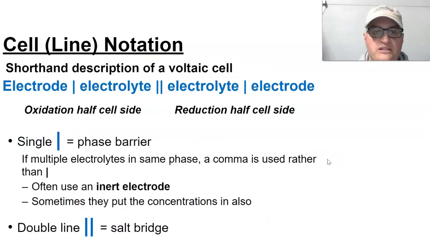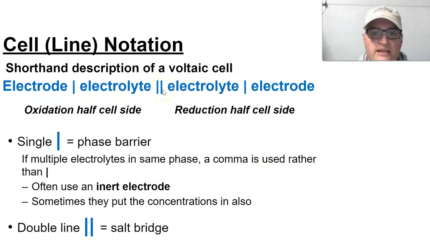So there's some notations that you come across. There's cell notation. You also call it line notation. It's a shorthand. So we have the electrode first and the electrolyte. We always put the oxidation half first, then the electrolyte and the electrode, the reduction half second.